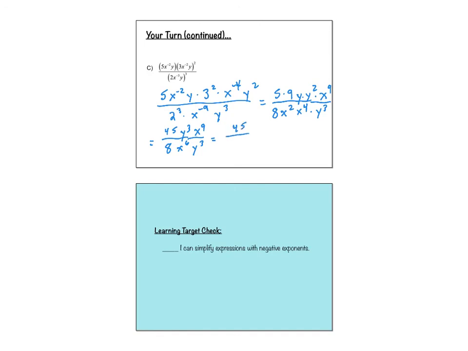So notice what happens with the y's. Y to the third divided by y to the third. You would subtract your powers. You get 3 minus 3 there, which is 0. And y to the 0 will just give you a 1. So we don't have any more y's.